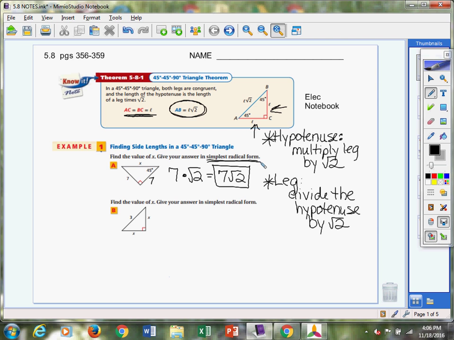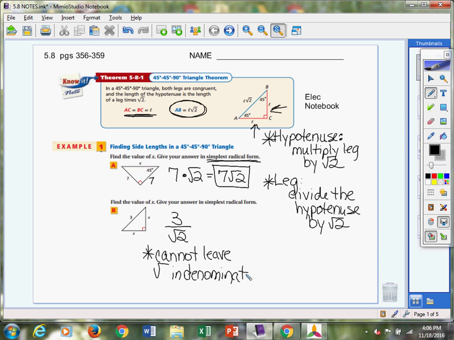Now let's look at B. Find the value of X. Now X, notice, this has to be a 45-45-90 triangle because I have two sides that are equal. In a right triangle, that means the angles have to be 45 degrees. So to find the original length of the leg, I'm going to take the hypotenuse and I'm going to divide it by the square root of 2. Now, I don't know if you remember from algebra or not, but you cannot, should not, do not, cannot leave a radical in the denominator. You can't.